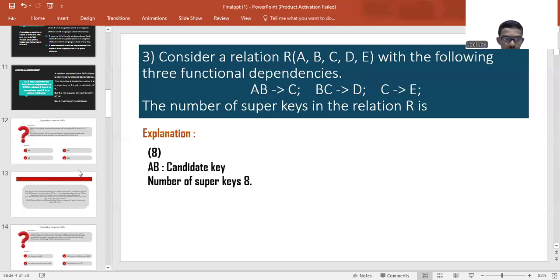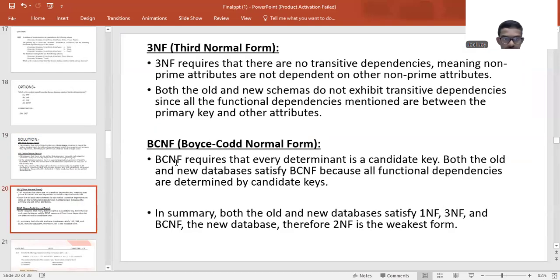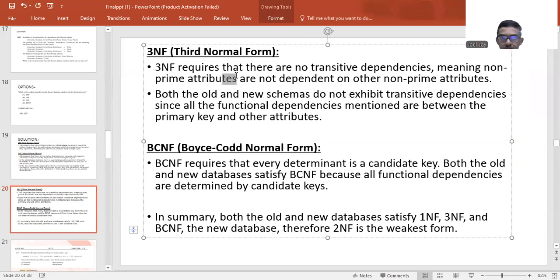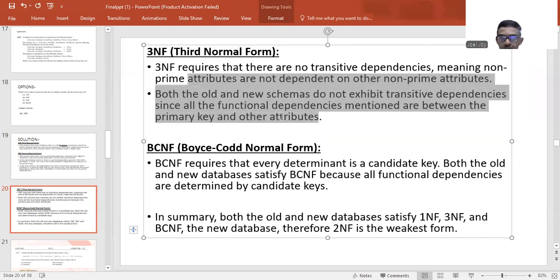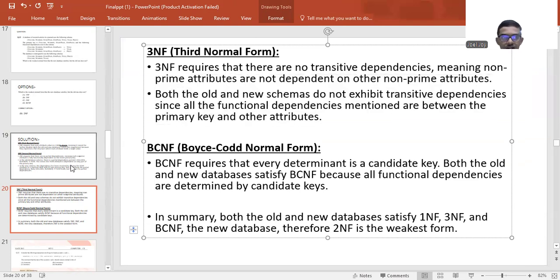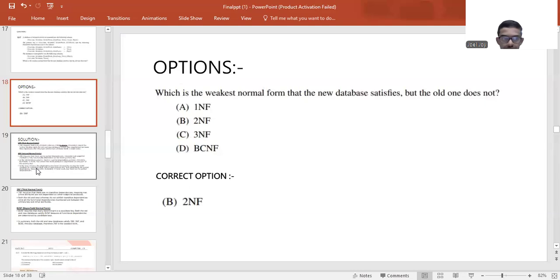I think I forgot to explain one part here, that is the 3NF, the third normal form. The 3NF requires that there are no transitive dependencies, meaning non-prime attributes are not dependent on other non-prime attributes. Both the old and the new schemas do not exhibit transitive dependencies, since all the functional dependencies mentioned are between the primary key and the other attributes. And from here, the correct answer will be 2NF.